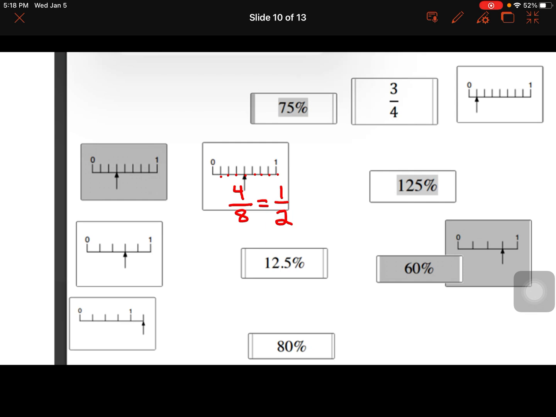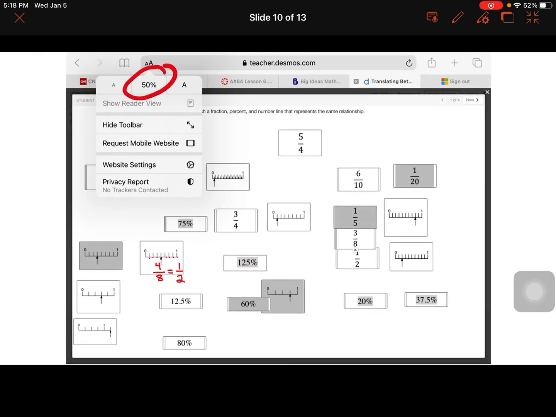So I am looking for the fraction that is 1/2, and I actually see it here, and I would drag it over and put it on top of it. Then I'm also going to look for the percent. Well, 1/2 as a decimal, top divided by bottom is 0.5, and then I would move the decimal to the right 2, which would give me 50%. So let me demonstrate that.